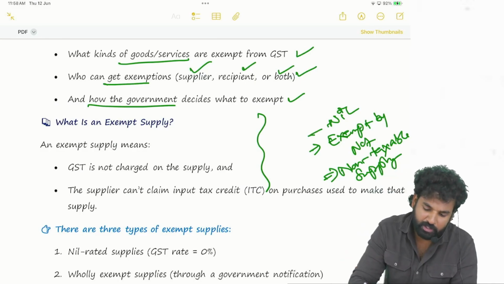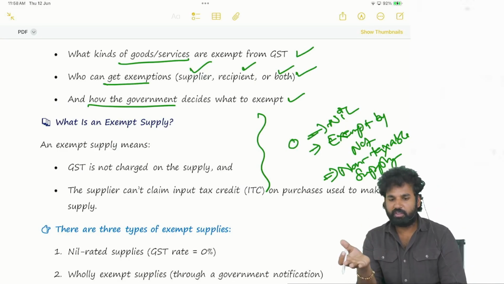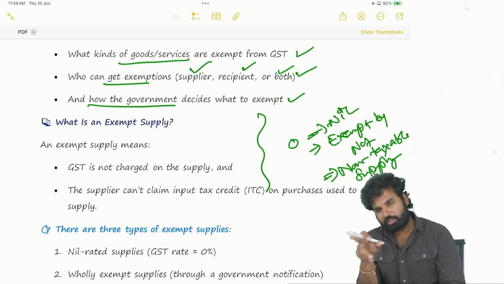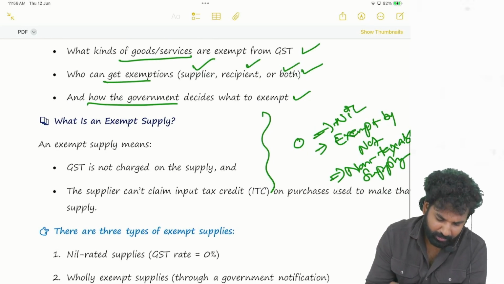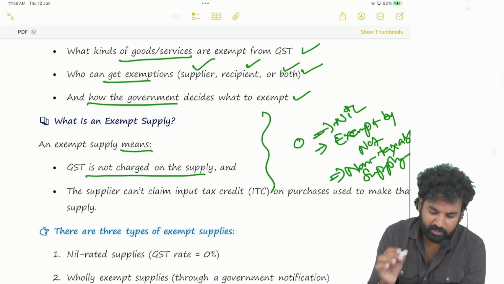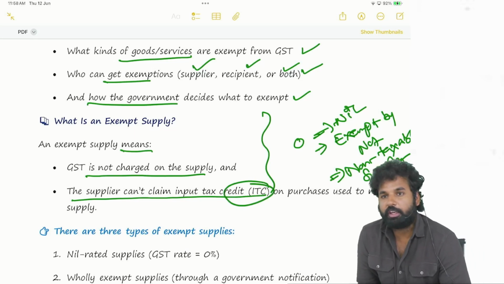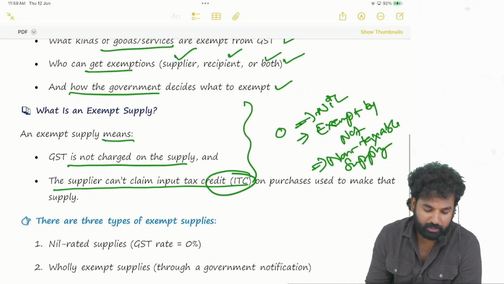Okay, nil rate of GST means 0. That means levy is there on it, but presently 0 rate is there. Rate of GST is 0%. Later point of time it may be extended to 3%, 5%, whatever. Okay, an exempt supply means GST is not charged on the supply and supplier cannot claim input tax credit. See here, supplier cannot claim input tax credit on the purchase used to make that supply.